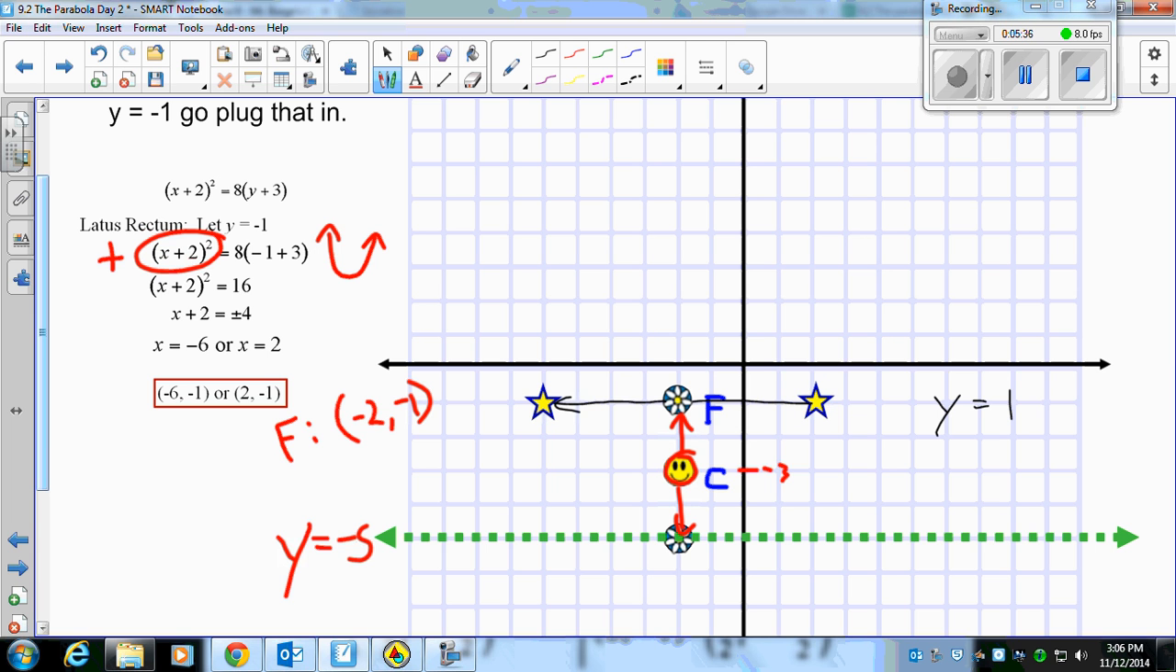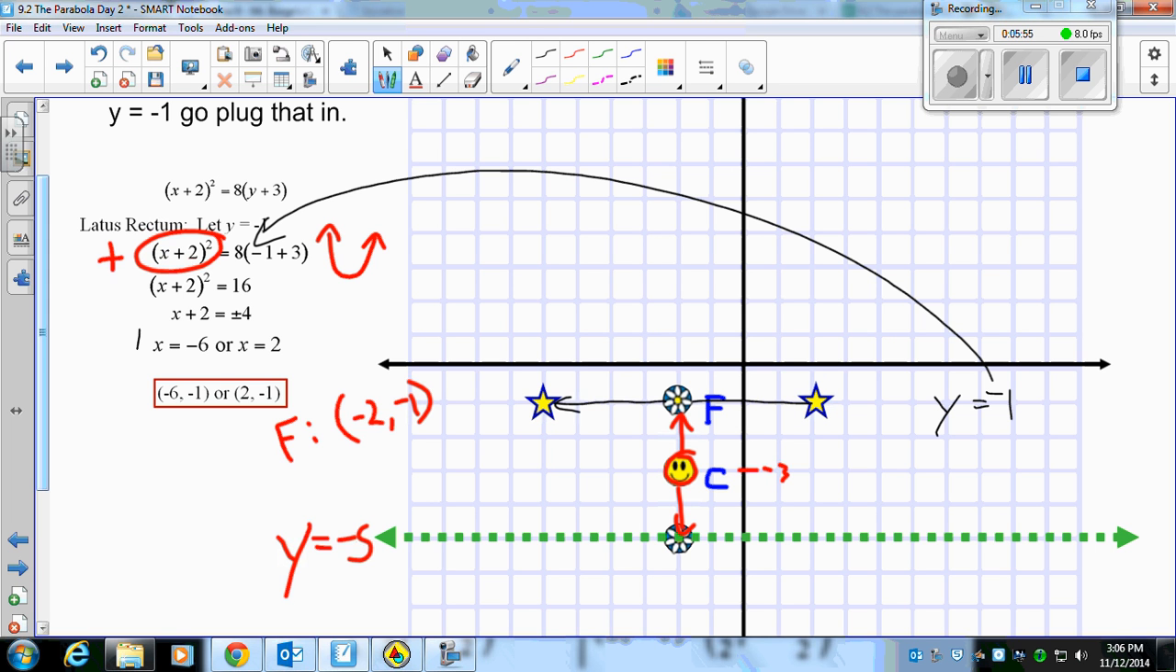So I plug y equals negative 1 into my equation. Negative 1 plus 3 is 2, times 8 gives me 16, and I solve this out.